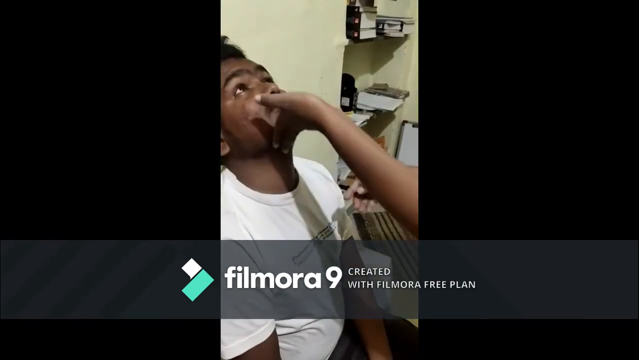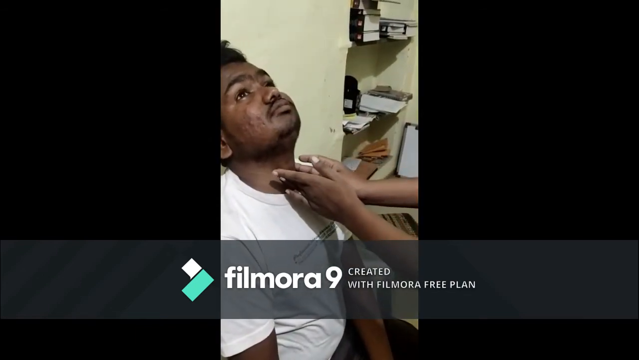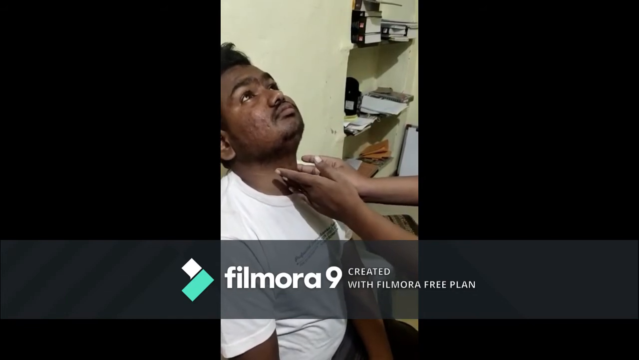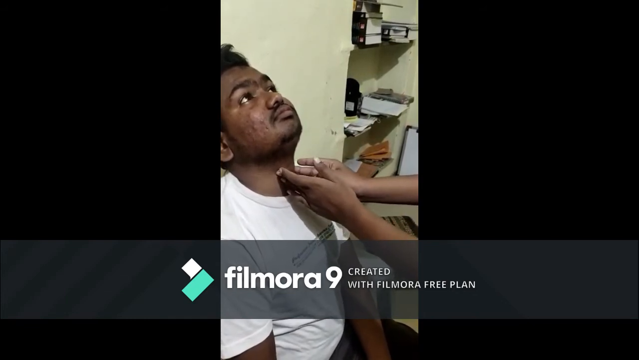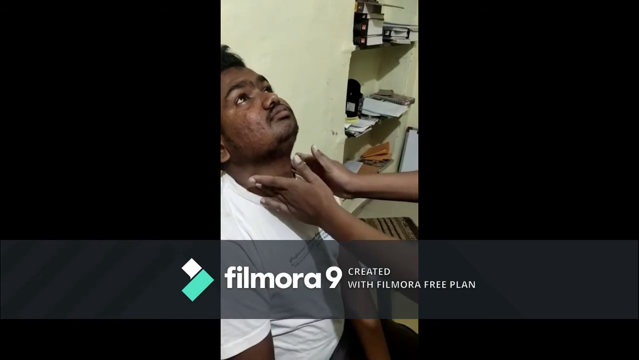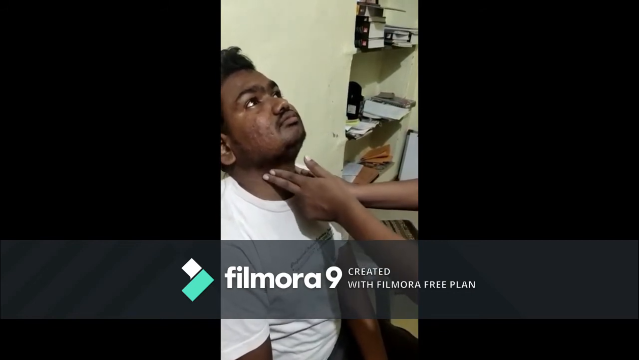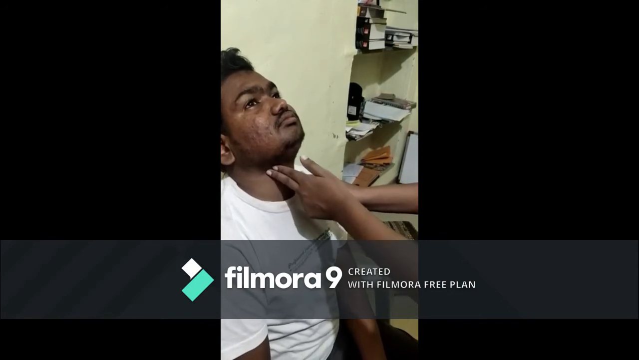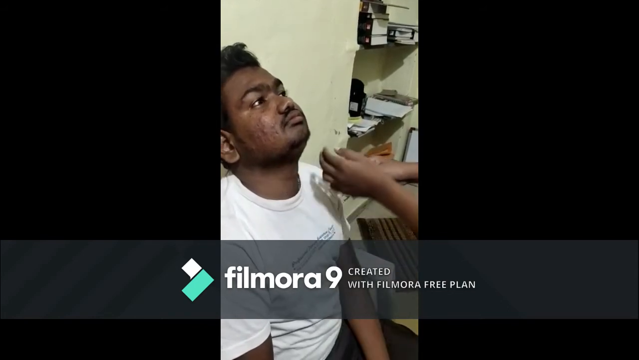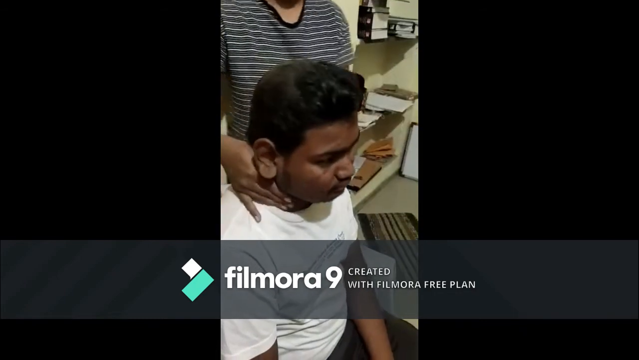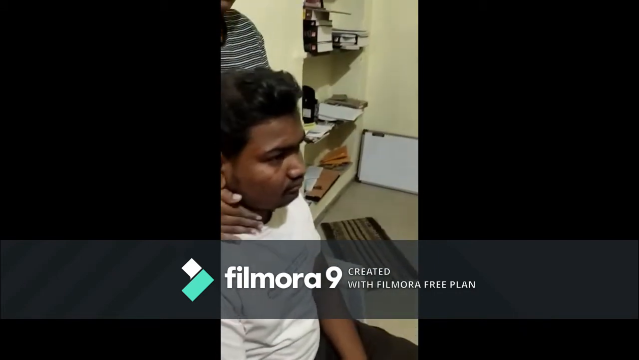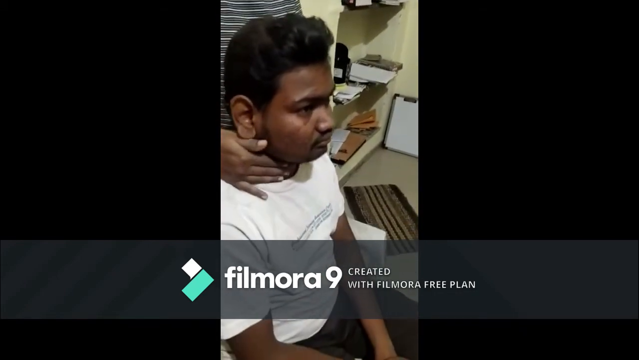Palpate the anterior. Palpate the lymph nodes and try to examine the trachea and the thyroid gland. Look for the isthmus and both the lobes. Try to locate the lymph nodes.